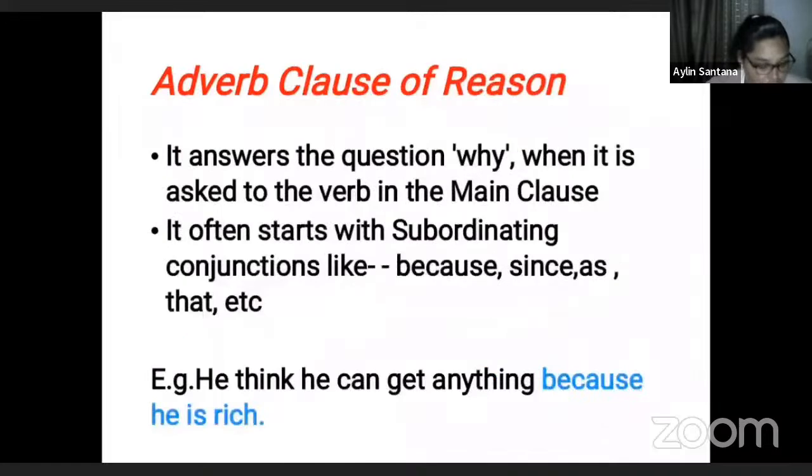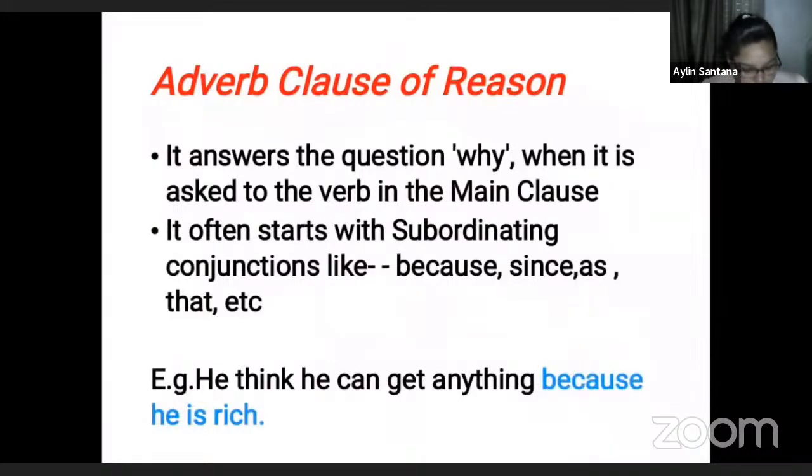This adverb clause of reason answers the question why when it is asked to the verb in the main clause. Again, to the main clause verb, if we ask the question with why, then we get the adverb clause of reason. For example, see, he thinks he can get anything because he is rich. So here he thinks he can get anything is the main clause. Because he is rich, it's a subordinate clause. So to this main clause verb, if we ask the question why, then our answer is our adverb clause of reason. So what is the main clause here? He thinks he can get anything.